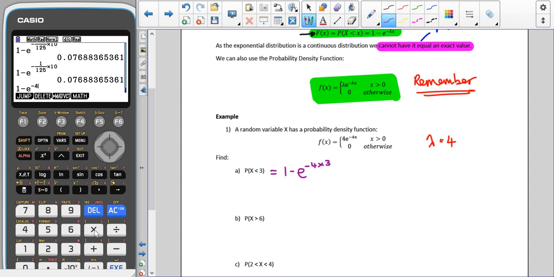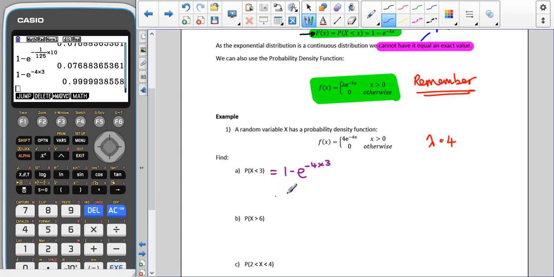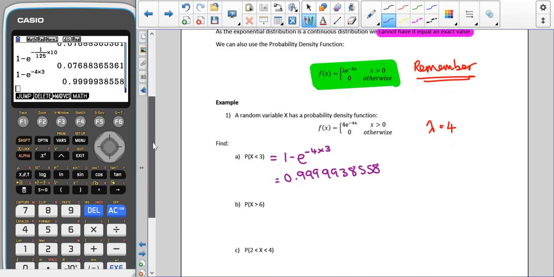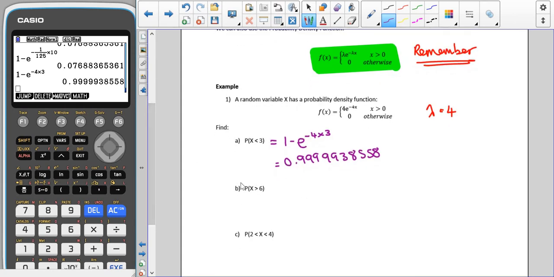Minus 4 times 3, which gives us 0.999938558. I'm not going to round that at all. I'm definitely not going to round that to 3 significant figures. The reason why is that it would just be 1, so we need to be careful with that. So then we're looking at the probability that x is greater than 6.